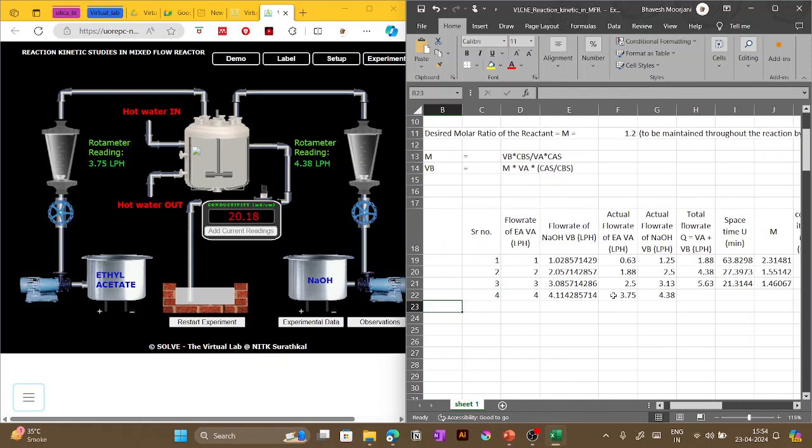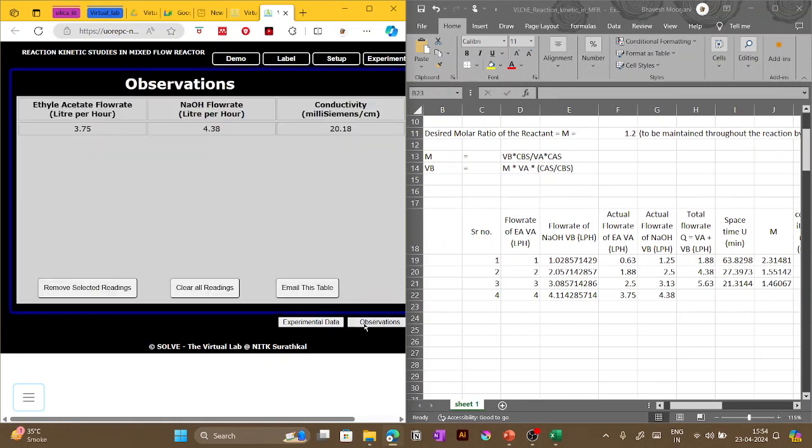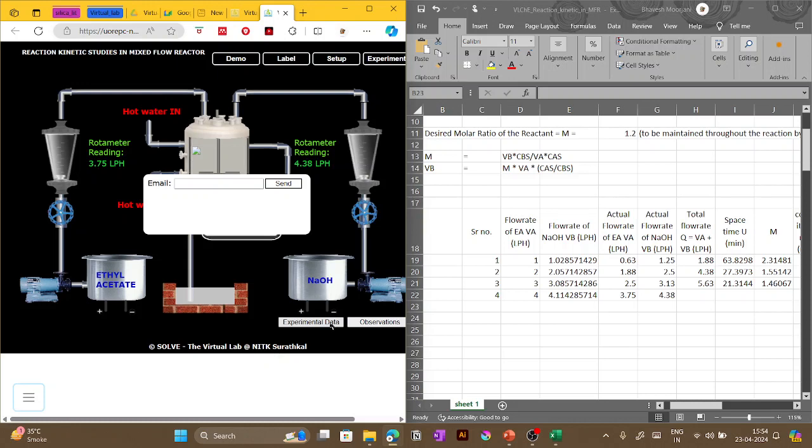Oh, one more thing, you can add a reading by clicking add current reading, and it will be stored in the observation table, and then you can email this table to yourself. Okay, I don't need it, so I'm not putting it here.